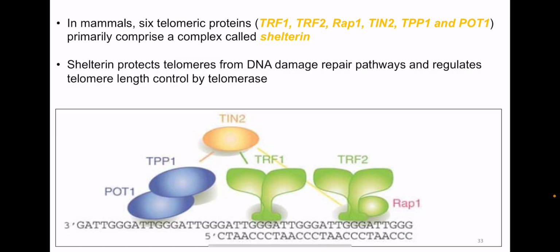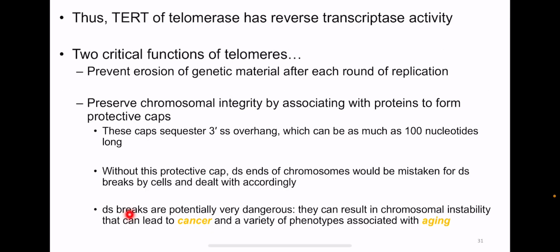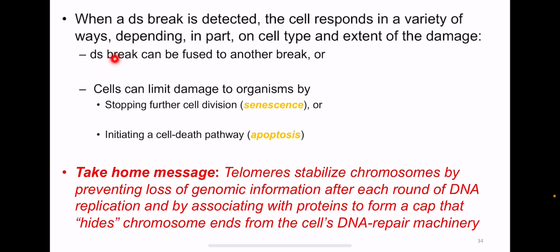So as this particular statement says, double strand breaks are potentially very dangerous. They can lead to problems like cancer and age-related diseases. So when double strand breaks are detected, the cell responds very quickly, and it actually goes in two directions depending in part on the type of cell the double strand break is found in, and also the extent of the damage.